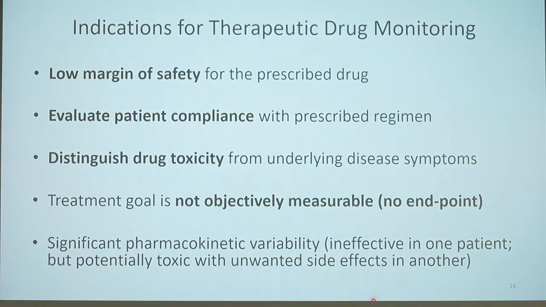So we also use TDM to just make sure that the patient is taking the drug in the dosing regimen that was prescribed, because drugs with narrow therapeutic indices, if you double up, you could risk significant toxicity because, of course, there's no direct correlation with the dosing and what is found in the blood. So that's another reason why we use therapeutic drug monitoring.